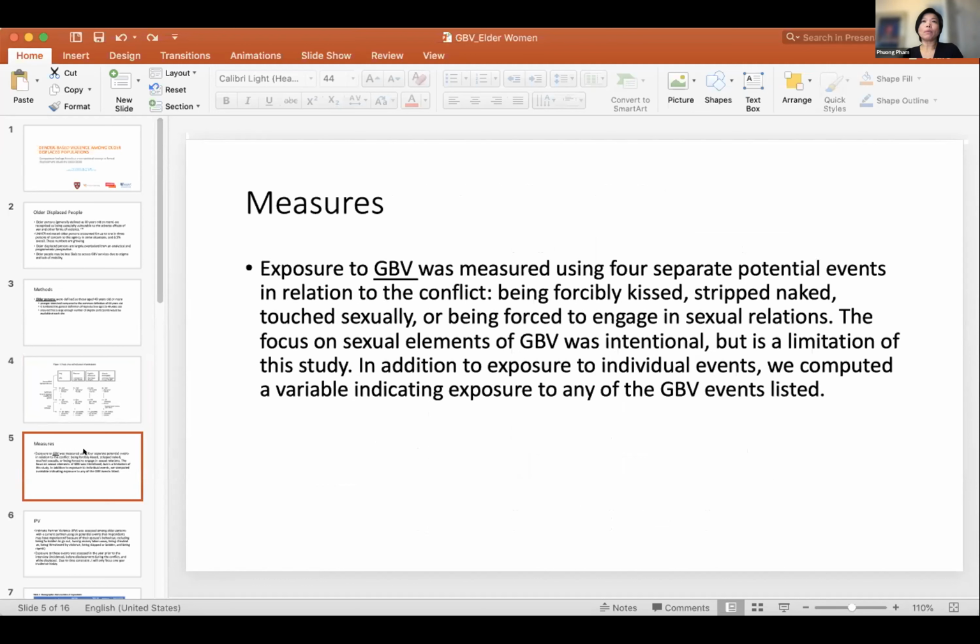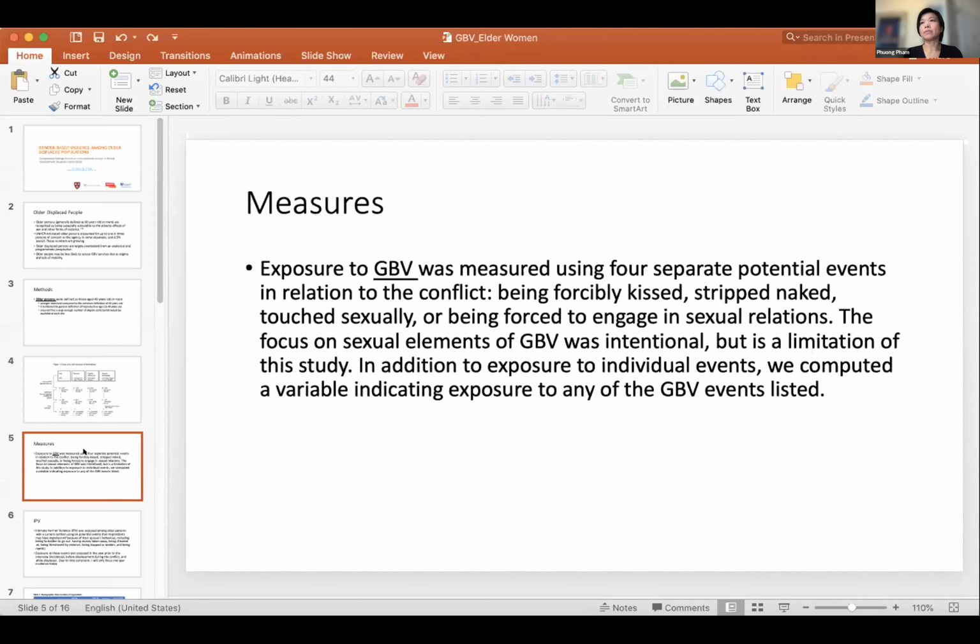Here, two measures that we looked at are exposure to gender-based violence. This was measured using 4 separate potential events in relation to conflict: being forcibly kissed, stripped naked, touched sexually, and being forced to engage in sexual relations. The focus on sexual elements of GBV was intentional, but it is a limitation of the study. We could have widened the definitions, but because of time constraints and a couple of other limitations, we did focus on these.